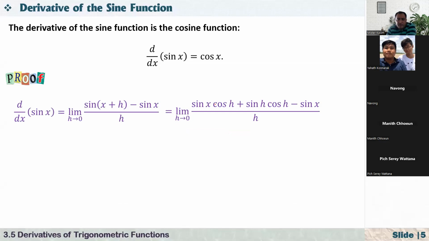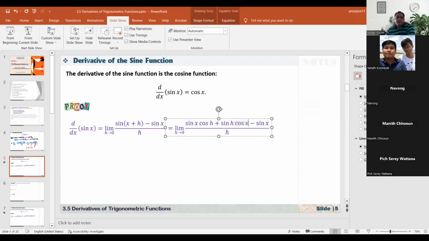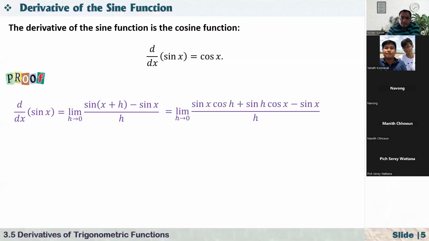Okay, so sine of x cosine of h plus sine of h cosine of x. Sorry, this one is x. Okay, sine of x cosine of h plus sine of h cosine of x minus sine of x, right? So now, if I just again rearrange this, why? Because I have to rearrange in such a way that I will bring this to the form that I know the limit. So now limits as h approaches 0.